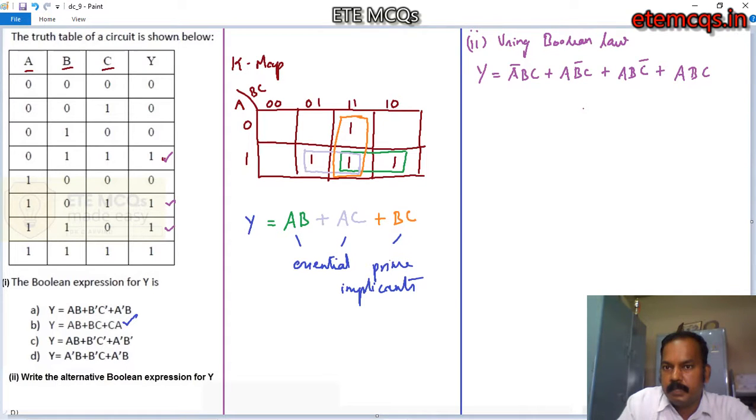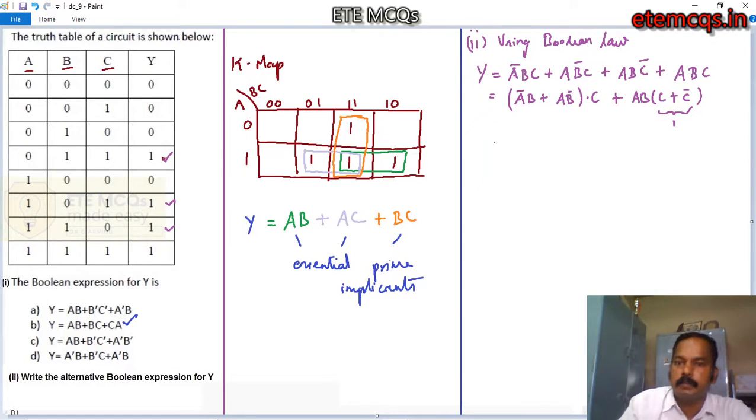Now let us just try to rearrange and reorganize it. Once you do that, I can rewrite the first two terms. Among the first two terms, I can take it as A bar B plus A B bar, based on distributive law, Boolean AND with C. Plus the next case, I am taking AB common, so that I get C plus C bar, and we know that C plus C bar is 1 in all the cases. This is going to be 1. So finally, we know that the Boolean function of A XOR B is nothing but A bar B plus A B bar. So based on that, I can rewrite it as A XOR B dot C plus AB.